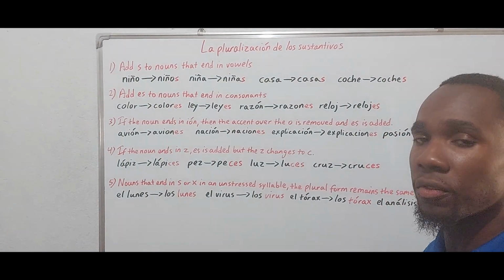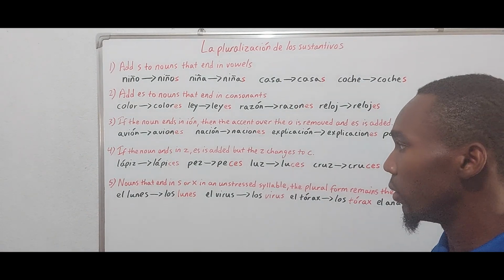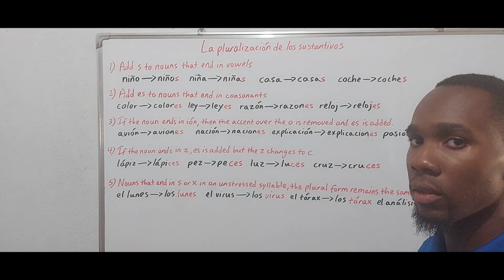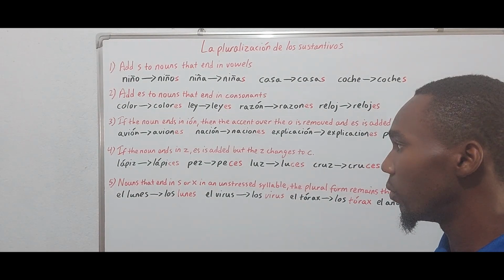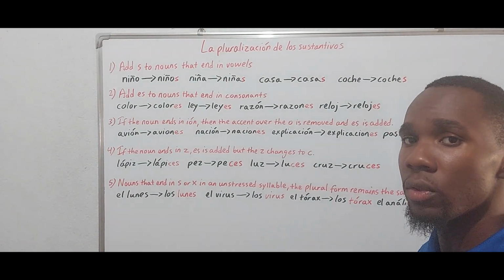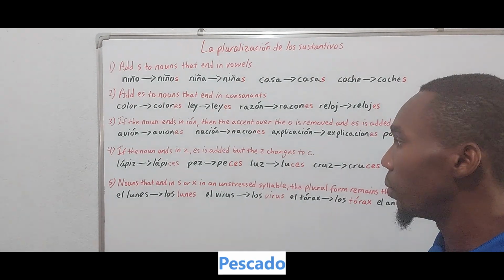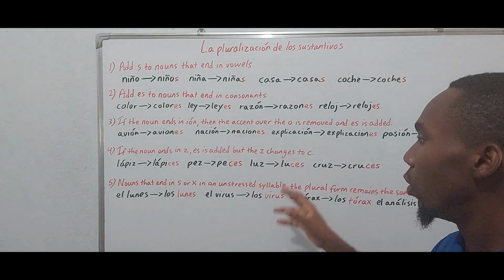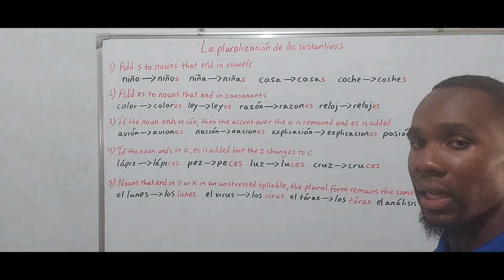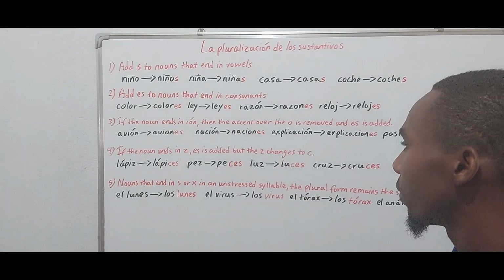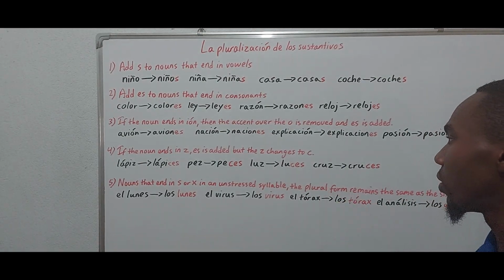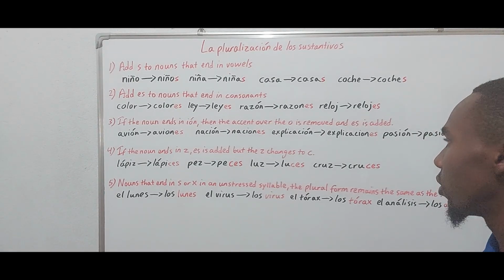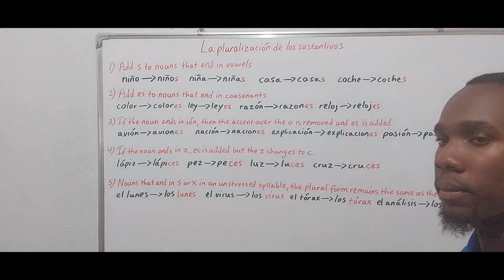This would refer to a fish that is alive. When we're talking about food, we use pescado. So pez, peces. Luz, light, becomes luces. And cruz becomes cruces. Cross, right? Crosses.